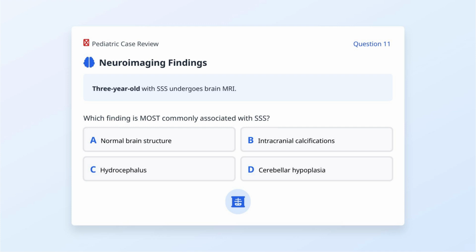A 3-year-old child with Sanjad-Sakati syndrome undergoes brain magnetic resonance imaging. Which finding is most commonly associated with this syndrome? Option A, normal brain structure. Option B, intracranial calcifications. Option C, hydrocephalus. Option D, cerebellar hypoplasia. Consider the effects of chronic hypocalcemia on the brain.